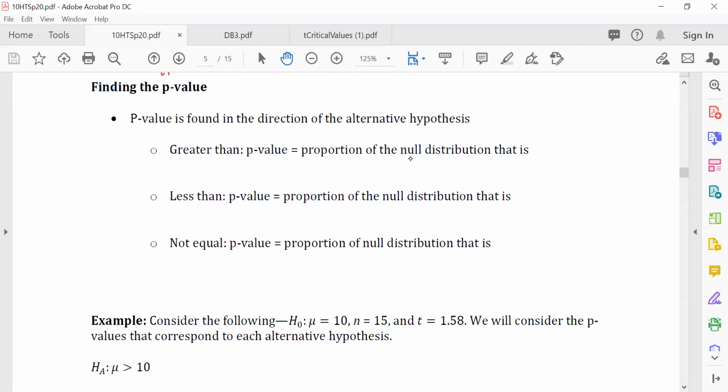So p-value is found in the direction of the alternative hypothesis under each term. What does this mean? So let's sort it out in a visual aid.